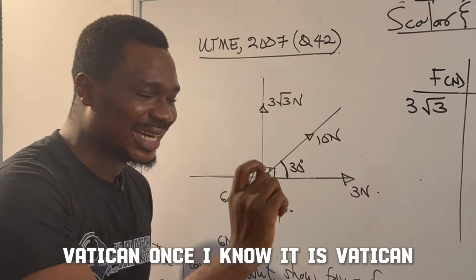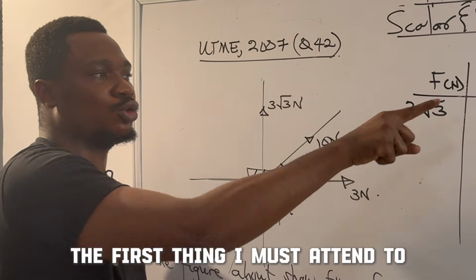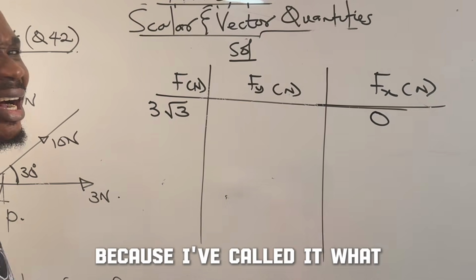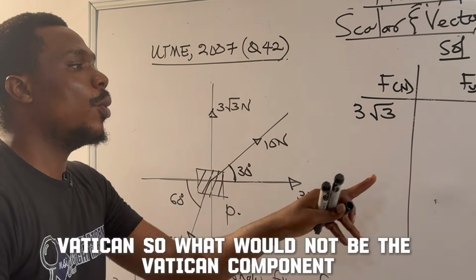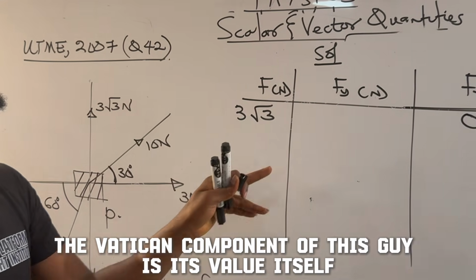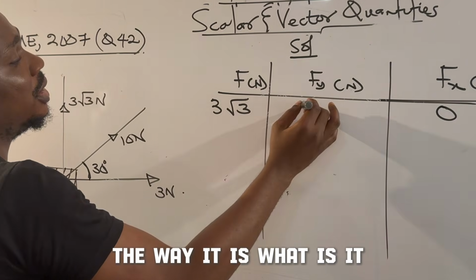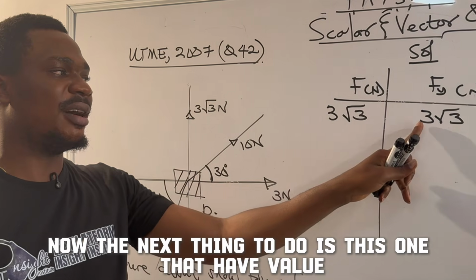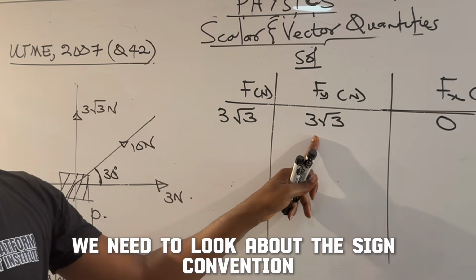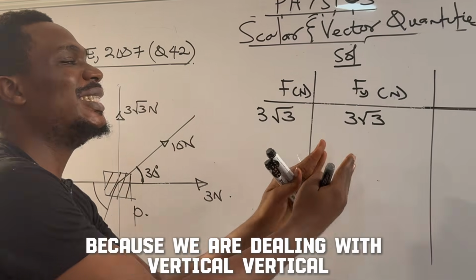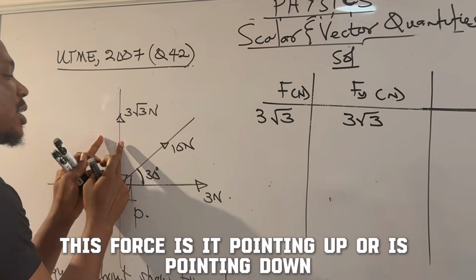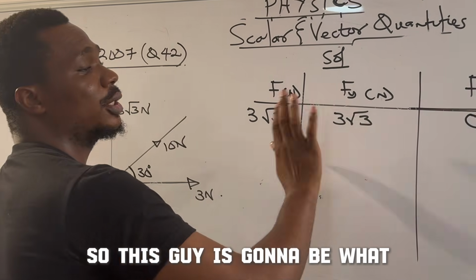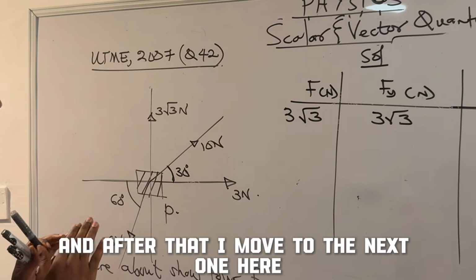What do I call it? Vertical. Once I know it is vertical, the first thing I must attend to is to go straight to the horizontal. The horizontal of this guy is equal to 0 because I've called it what? Vertical. So what will now be the vertical component? The vertical component of this guy is its value itself, the way it is. What is it? 3 root 3. Case close. This one does not have value. So this one that has value, we need to look at the sign convention, because we are dealing with vertical. This force, is it pointing up or pointing down? Pointing up, correct. So this guy is going to be what? Positive. Perfect.